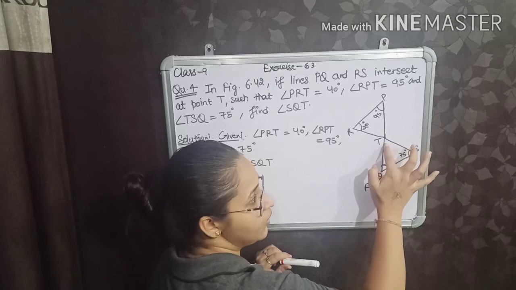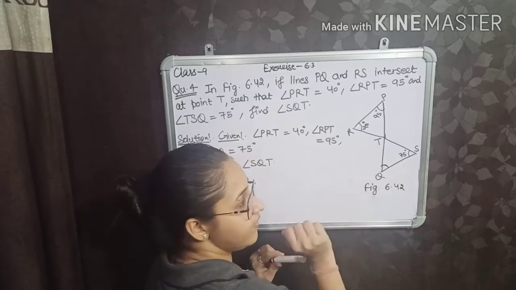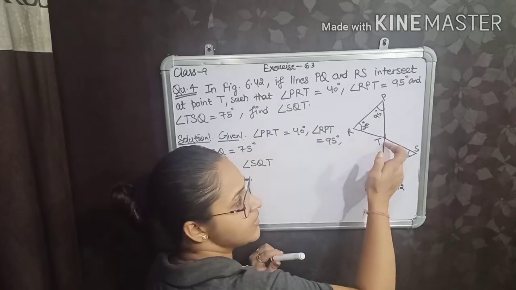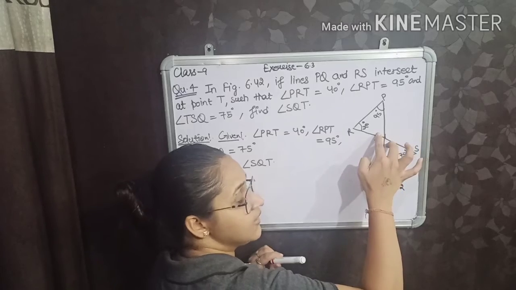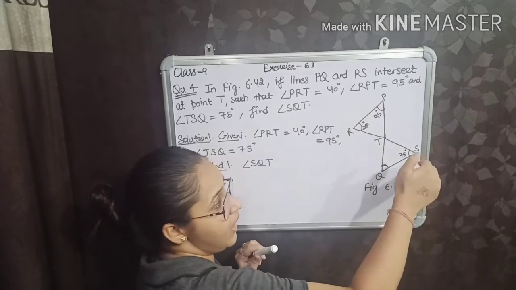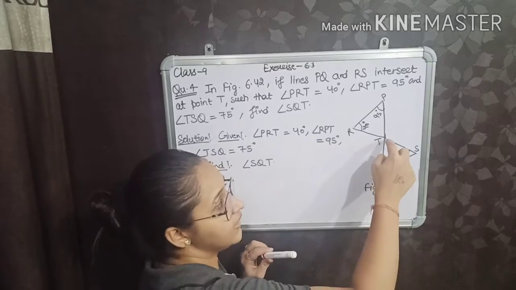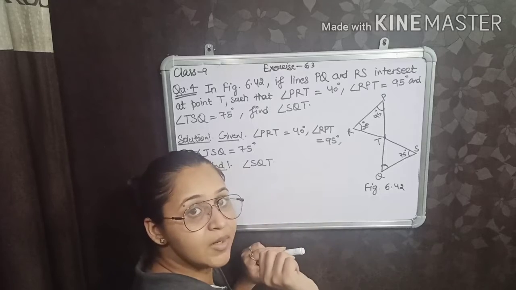know this value, this is already given, then by angle sum property, you can easily find. Now, how will you find this angle? See, this angle and this angle, these two angles are vertically opposite angles. Why? Because PQ and RS, these two lines are intersecting. So, these two angles will make a pair of vertically opposite angle.